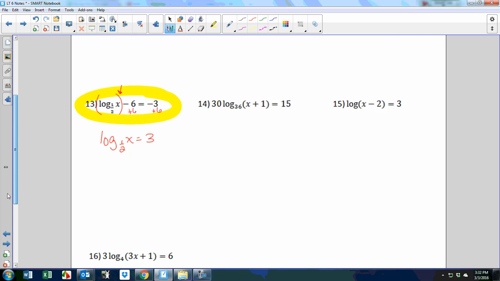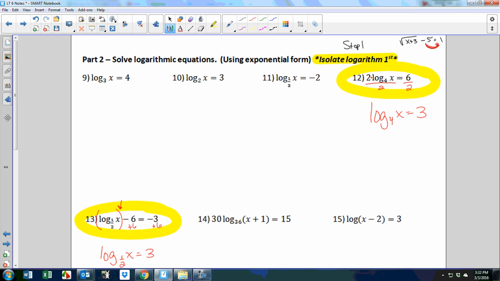All right, we'll talk about 14, 15, and 16 later, but let's go ahead and do these first 4. Step 1 is complete in all of the first 4, 9, 10, 11, 12, 13. The logarithm is isolated. So step 2, use exponential form. I'll remind you that's step 2. That's basically Learning Target 4.